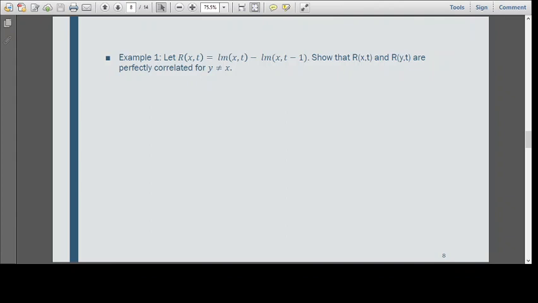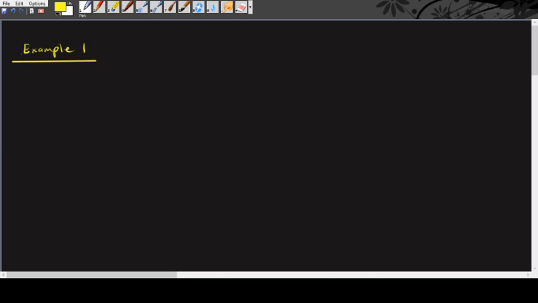Let's look at the examples for the Lee-Carter model. The first example: let R_xt equal to LM_xt minus LM_x,t-1. Show that R_xt and R_yt are perfectly correlated, where y is not equal to x. So when we are saying perfectly correlated, we know that the rho should be equal to 1.